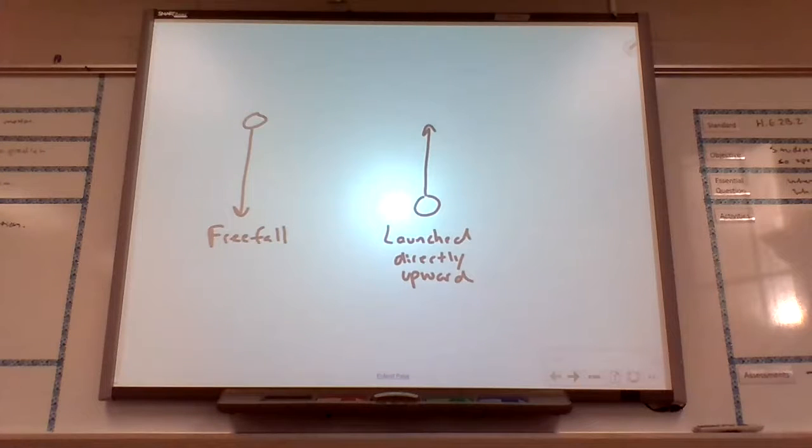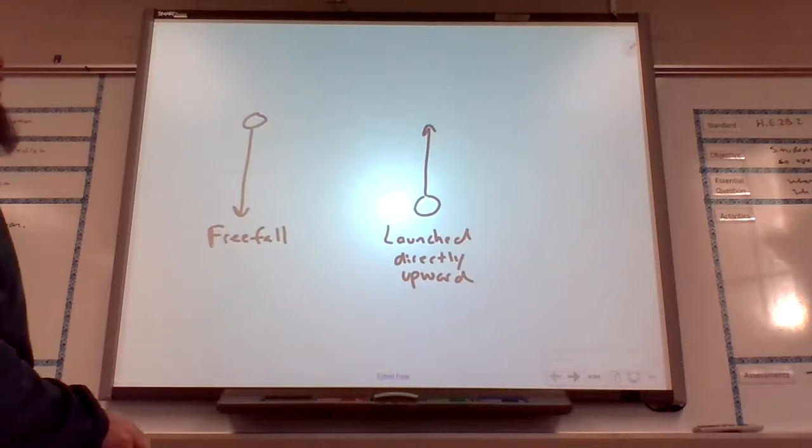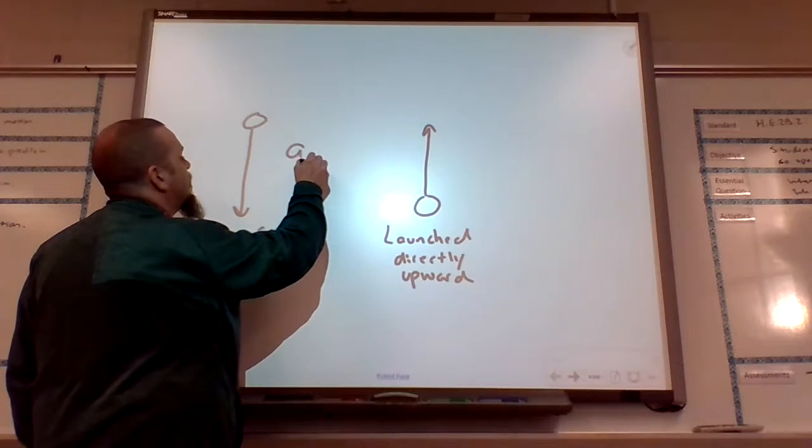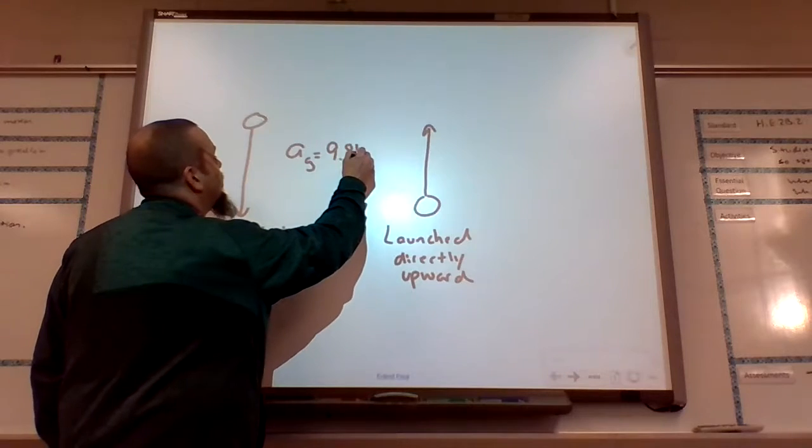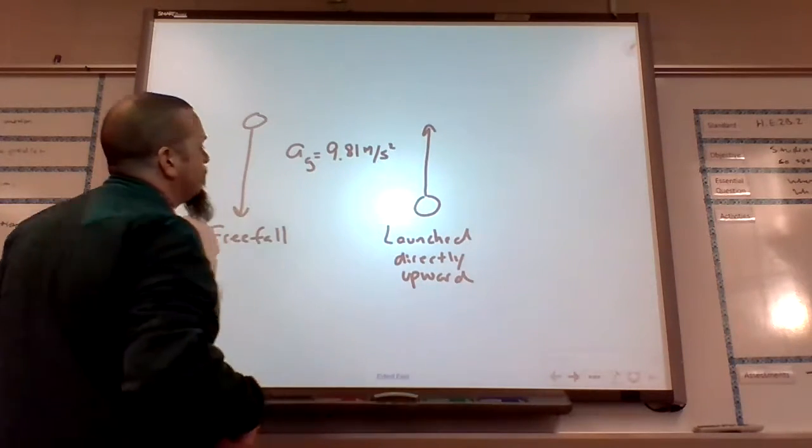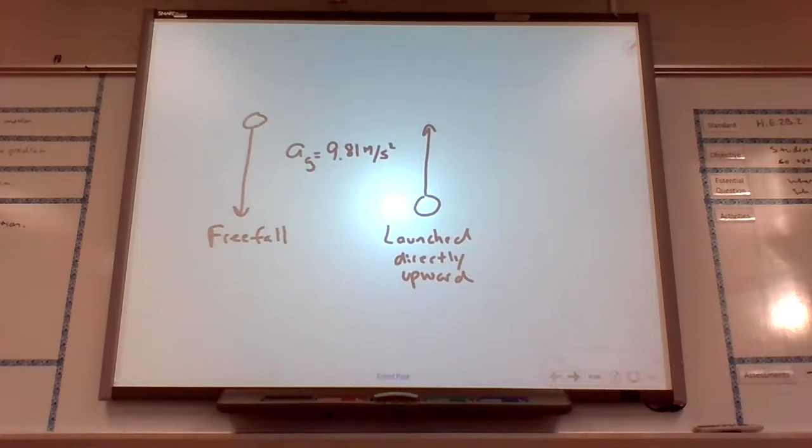The motion of these objects has to be straight up or straight down for simple one-dimensional motion to be applied to them. Now, there's a few things to consider when dealing with objects that are in free fall and launched directly upward. One of which is that the acceleration of these objects will be the acceleration due to gravity. And the acceleration due to gravity, or a_g, is 9.81 meters per second squared on Earth. It differs from one planet to another. On Earth, 9.81 meters per second squared.